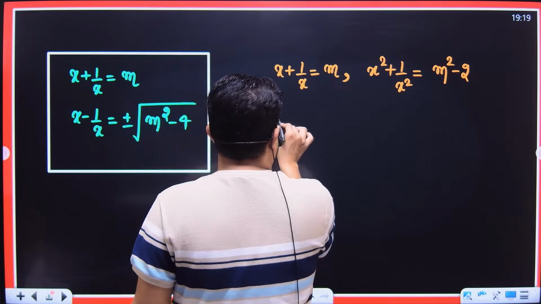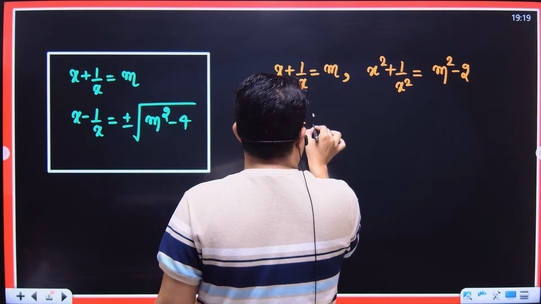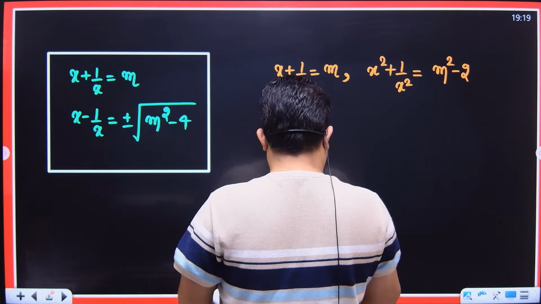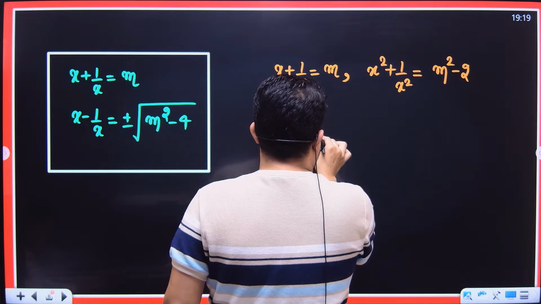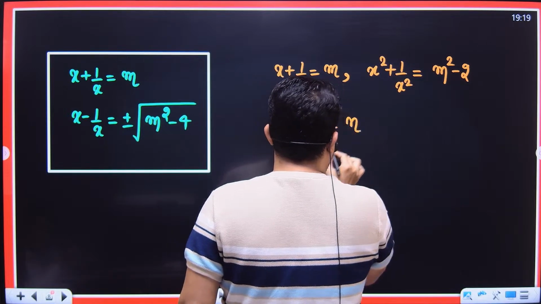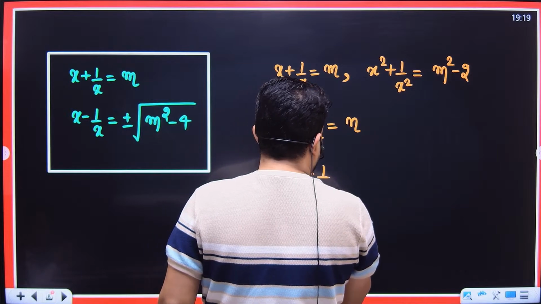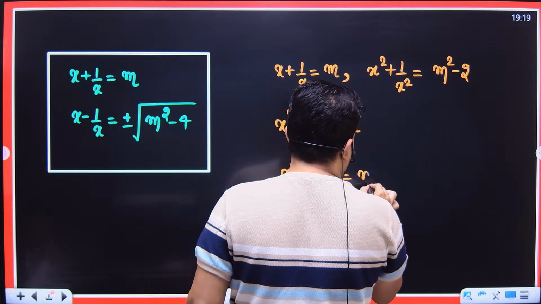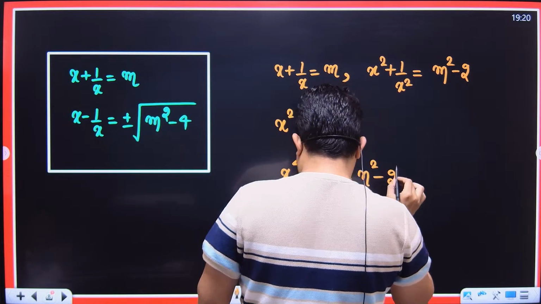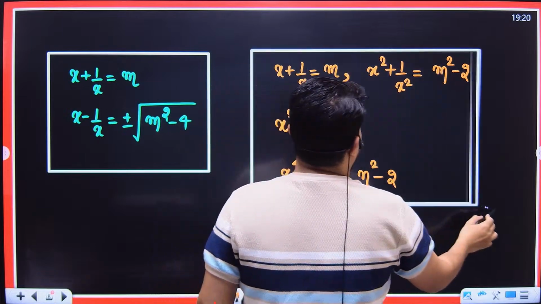If x squared plus 1 upon x squared is equal to, suppose, a number n, then x to the power 4 plus 1 upon x to the power 4 is equal to the square of this number minus 2. I will tell you this in detail in my algebra topic.